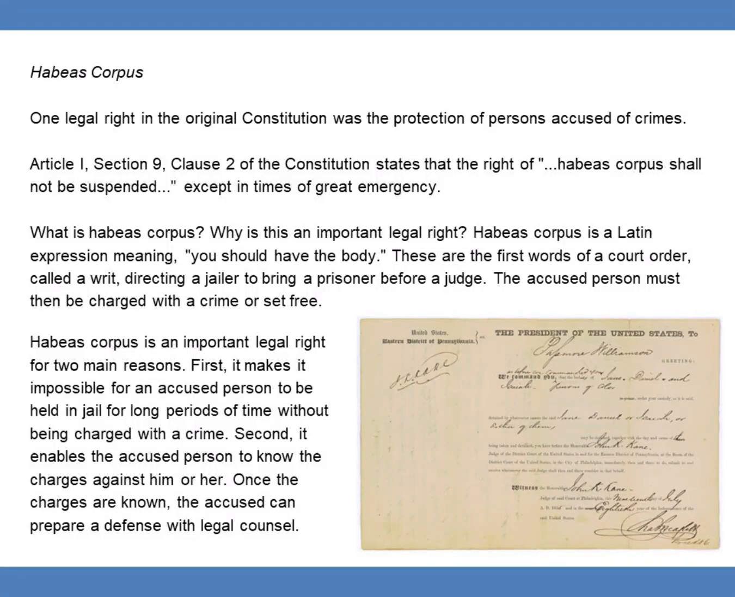Habeas corpus is an important legal right for two main reasons. First, it makes it impossible for an accused person to be held in jail for long periods of time without being charged with the crime. Second, it enables the accused person to know the charges against him or her. Once the charges are known, the accused can prepare a defense with legal counsel.